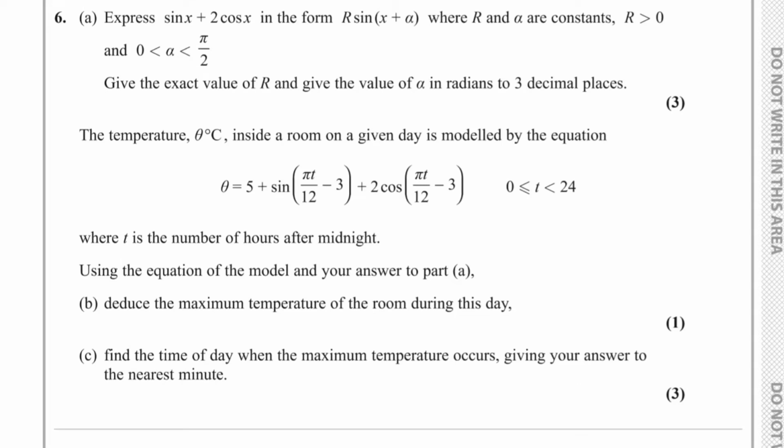Question number 6. For part A, we have to express sin x plus 2 cos x in the form r sine of (x plus alpha), where r and alpha are constants, r is greater than 0 and alpha is in between 0 and pi over 2. We have to give the exact value of r and give the value of alpha in radians to 3 decimal places.